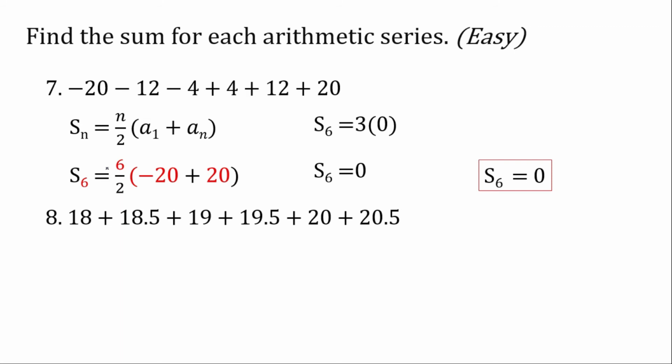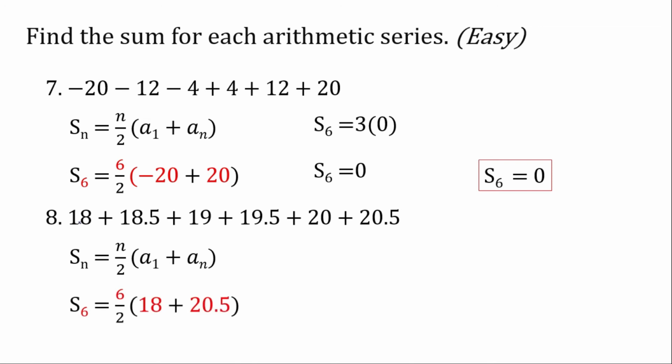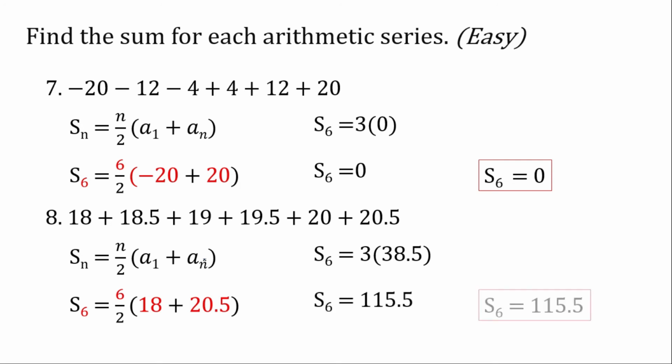Now on number 8, though it's decimal, we can still use the same method. So count the number of terms: 1, 2, 3, 4, 5, 6. We have 6 as our number of terms, or n. 18 is our first term, and 20.5 is our last term. So let's try to do it. 6 divided by 2 is 3. Now 18 plus 20.5 is 38.5. So that gives us 115.5 as our answer.